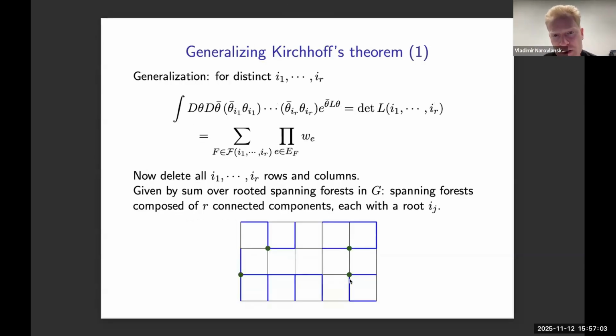There is a very simple generalization where this thinking is useful, because if we have R insertions of theta bar theta at R different vertices, we get, instead of a sum over spanning trees, a sum over spanning forests in G. The spanning forests are marked with roots at exactly the R points, I1 up to IR. That means that every connected component of the forest, every tree basically, needs to contain exactly one of these vertices. These are the only allowed forests that we include in the sum, and each is assigned the same weight.